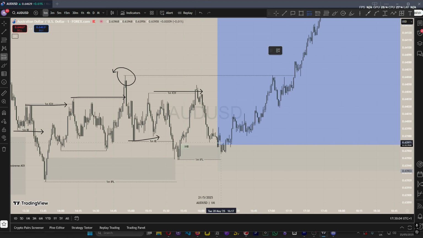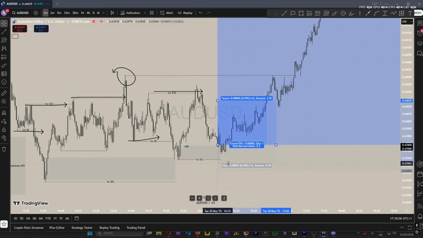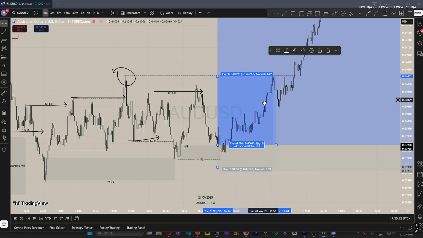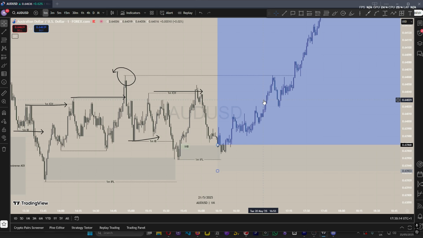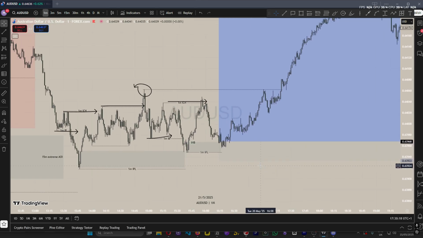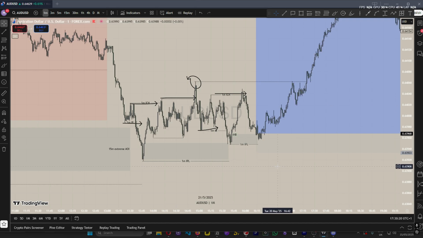So even if you didn't want to target all the way up there, you could have potentially taken this trade like this and taken a 3 risk to reward, which is a lot. 3 risk to reward is very good. Okay, but for this setup, this is all you need.